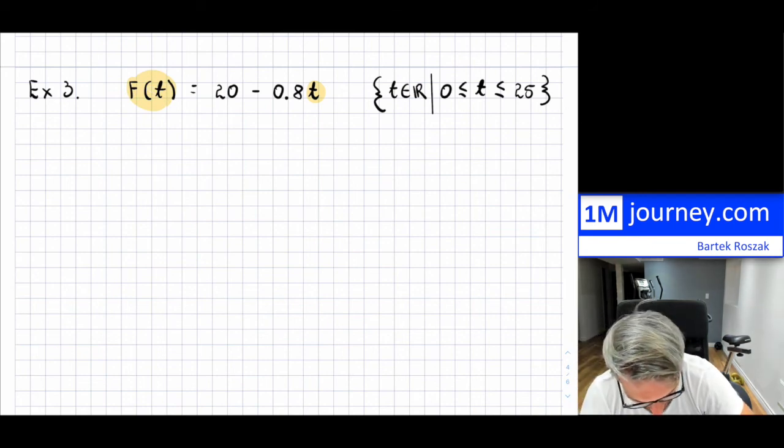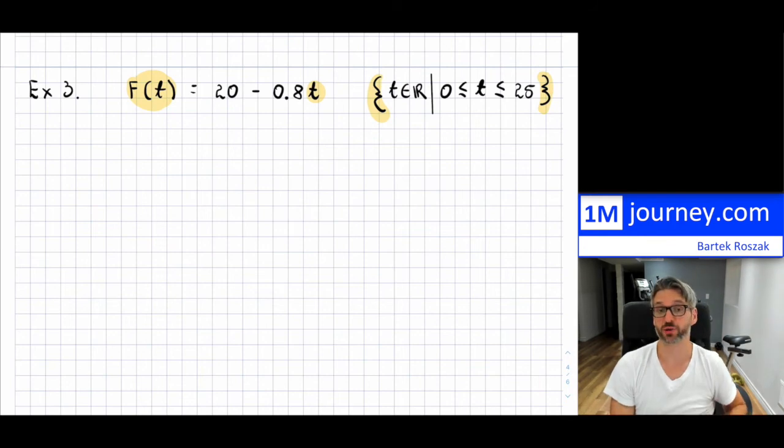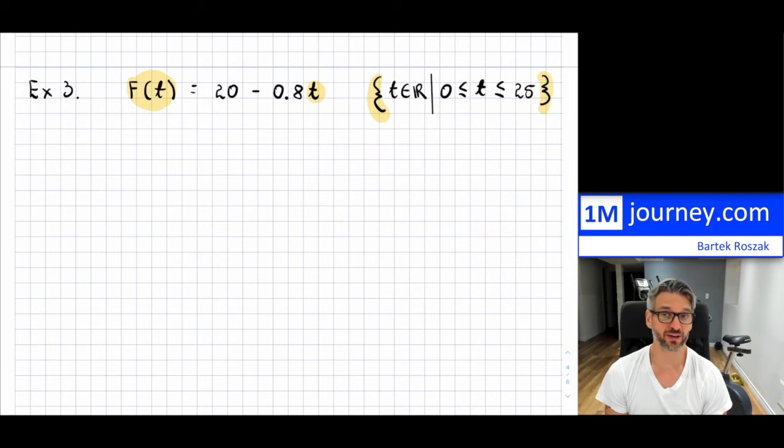Now it is being restricted. This is the domain they have written out for me: my domain is restricted between 0 and 25. So let's see if we can understand what the range would be here, and can I create an actual inverse from a given function.